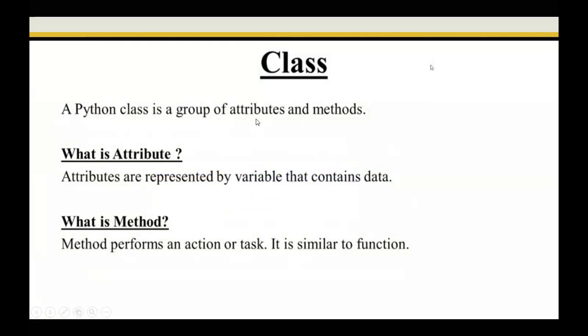A Python class is a group of attributes and methods. So what is a class? A class is a group of attributes and methods. Attributes are represented by variables that contain data. So attributes are represented by variables.